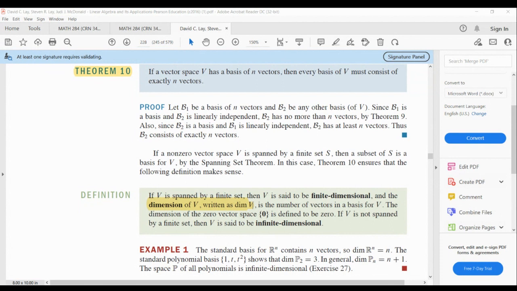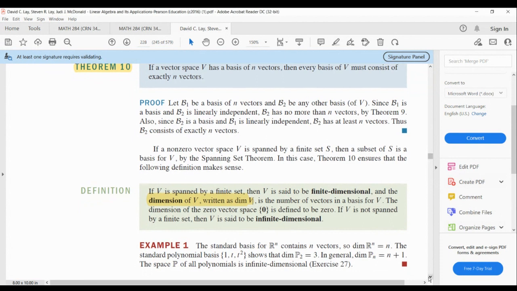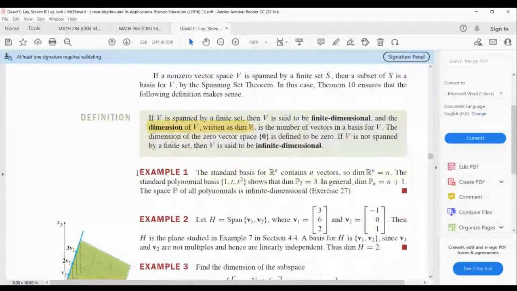Okay, so let's look at a few examples. Examples are always helpful. Okay, so example 1, let me just highlight that all. Example 1 says the standard basis for Rn contains n vectors, so the dimension of Rn equals n.